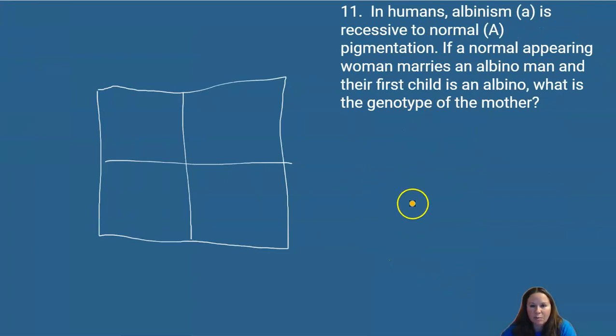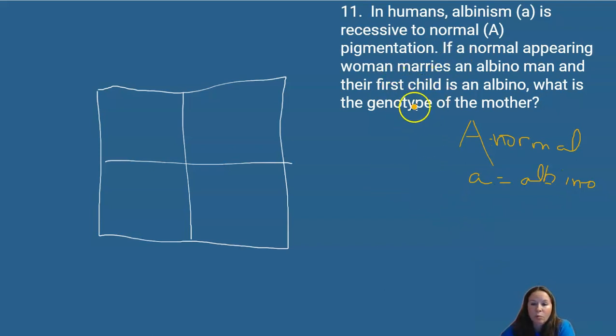We're almost there. Number 11. In humans, albinism is recessive to normal pigmentation. So I'll use a capital A for normal, and I'll use a little a for albino. This is an absence of pigment in your skin and in other places, like in your eyes.